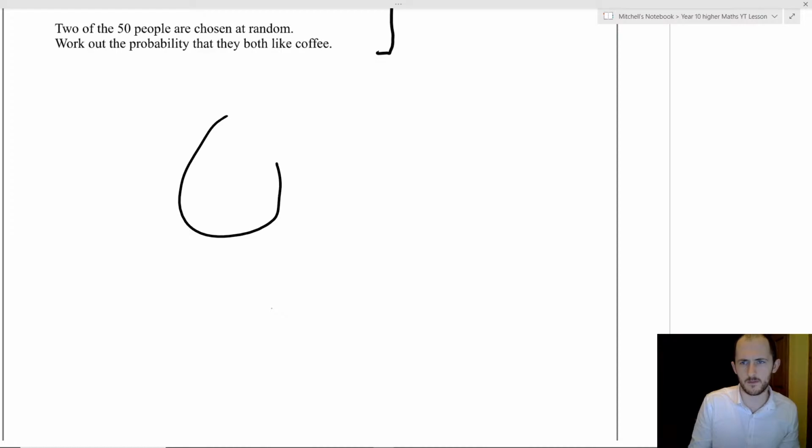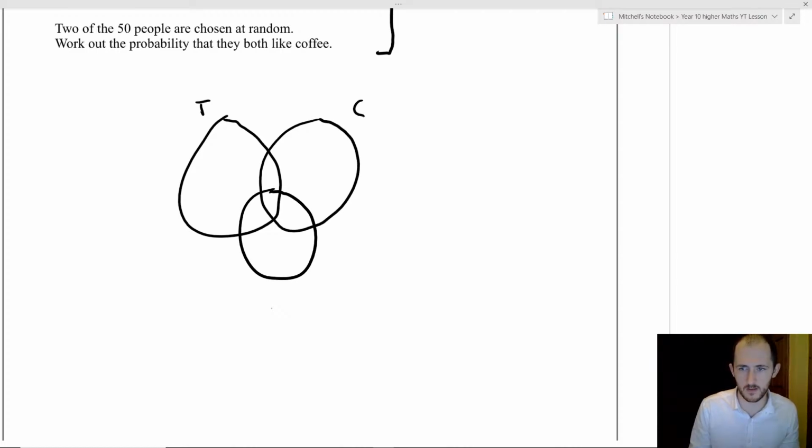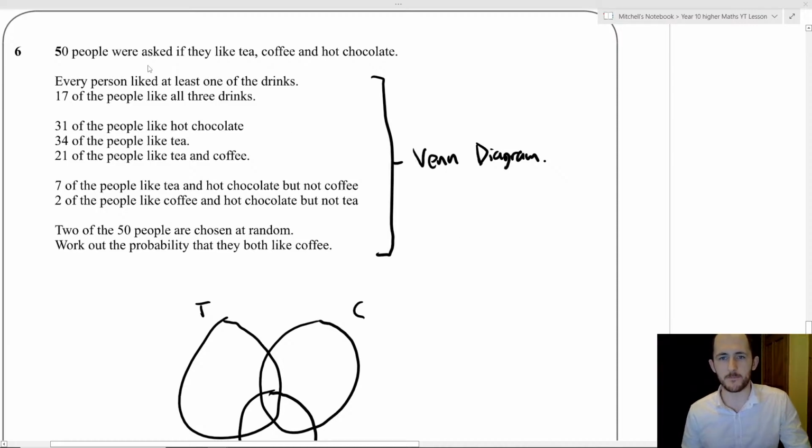So we say that's for tea. Then coffee has to overlap. And then hot chocolate needs to overlap as well. So T is for tea, C is for coffee, and H is for hot chocolate. In fact, let's do HC for hot chocolate. Maybe that'll make it a bit more amenable. Cool. Now we have to read this one by one.